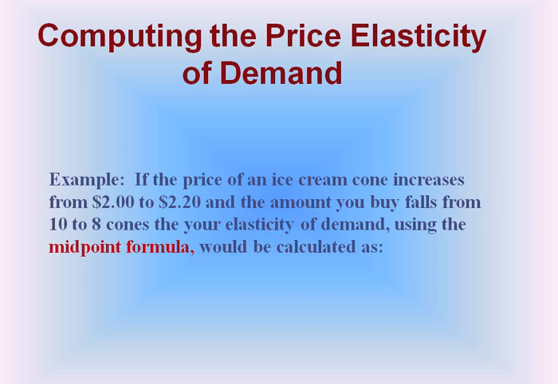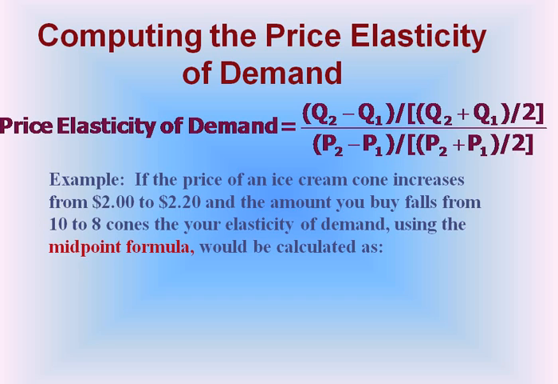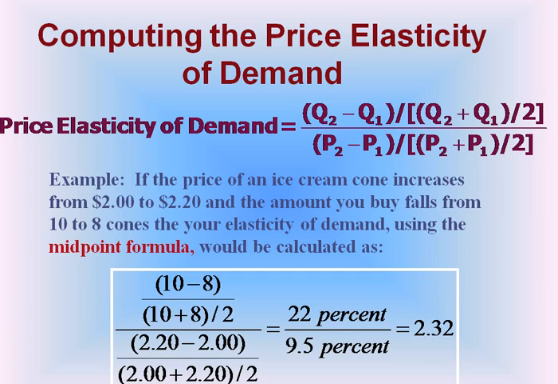For example, if the price of ice cream cones increases from $2 to $2.20 and the amount you buy falls from 10 to 8 cones, your elasticity of demand using the midpoint formula would be calculated as Q2 minus Q1. Q2 is the new quantity demanded minus Q1, the original quantity demanded, divided by Q2 plus Q1 divided by 2, and everything is divided by P2, the new price, minus P1, the old price, divided by P2 plus P1 divided by 2. So here we go.